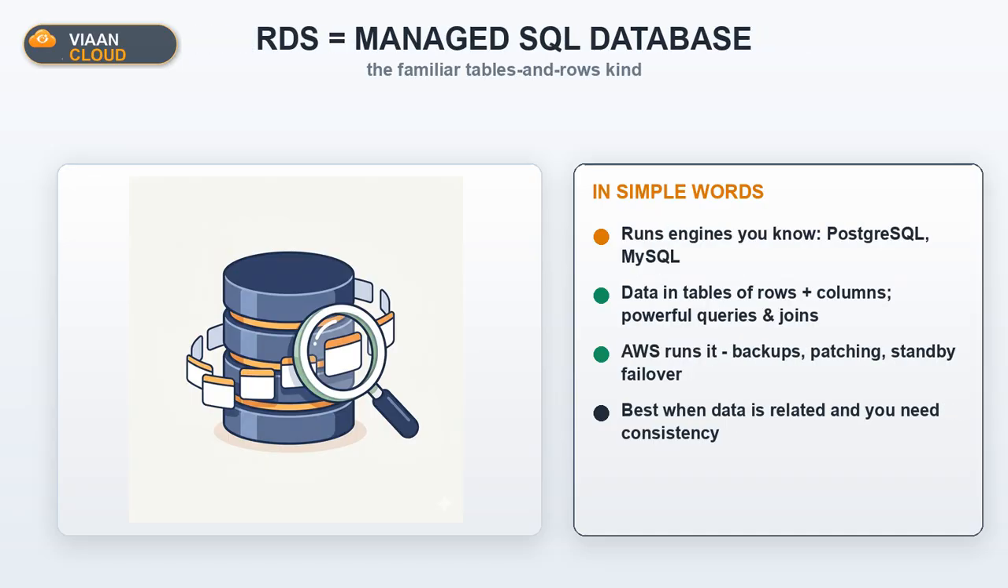RDS is the database most people already know. It runs familiar engines like PostgreSQL and MySQL, storing data in neat tables of rows and columns, with powerful queries and joins. AWS runs it for you, backups, patching, even a standby copy that takes over if the main one fails. Reach for RDS when your data is related and you need it consistent.